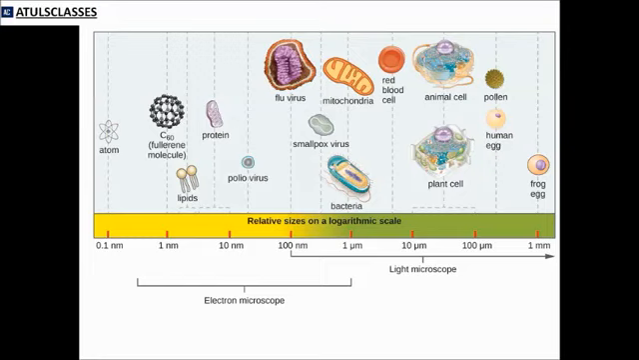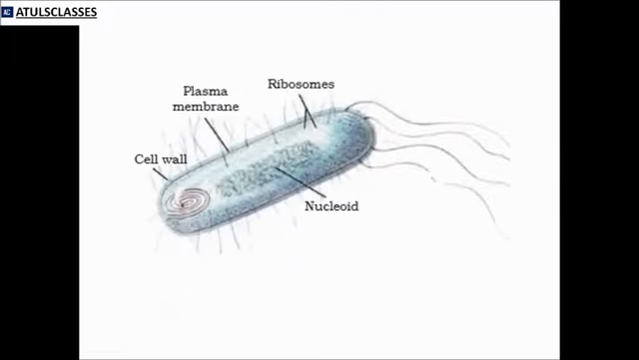So this is a bacterial cell. You can see the structure: the outer cell wall, the plasma membrane, the ribosomes, and the genetic material not enclosed in a membrane, which is called the nucleoid. You'll learn the function of ribosomes in the later part of this chapter.